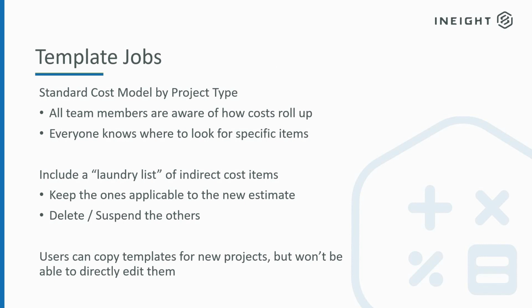And what's really nice about this is if we have a standard cost model that we use for specific types of projects, everybody on the team should know how all of those costs combine and roll up to different levels within the cost breakdown structure. And that also allows for everybody to know where to look for specific items.